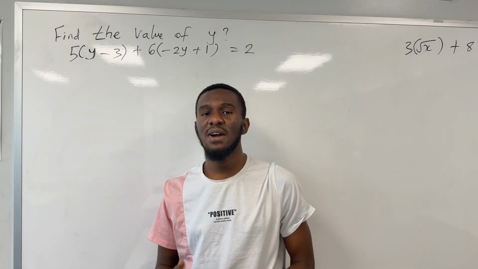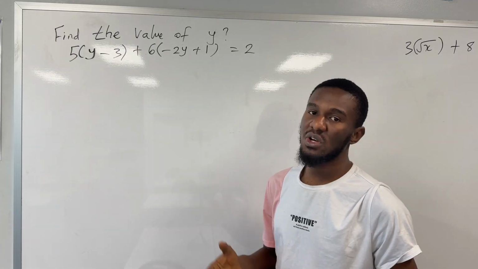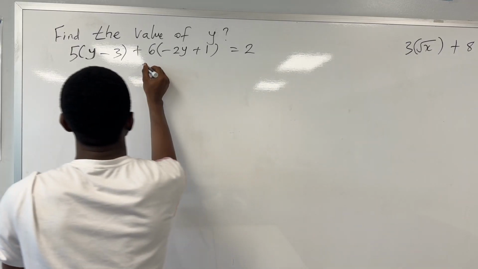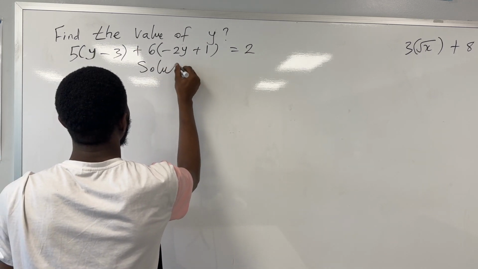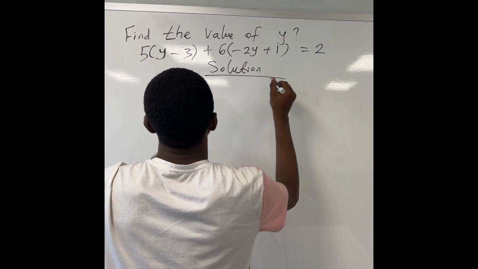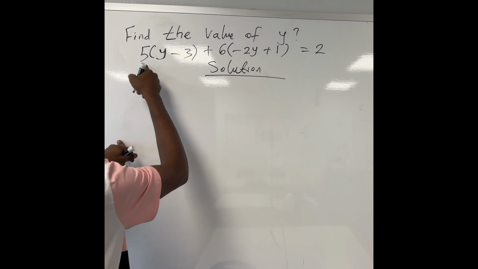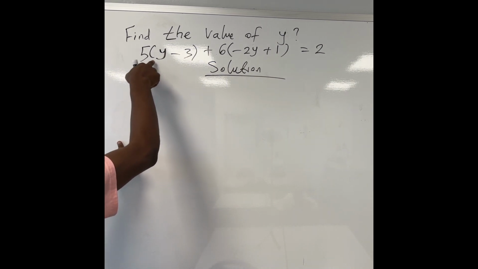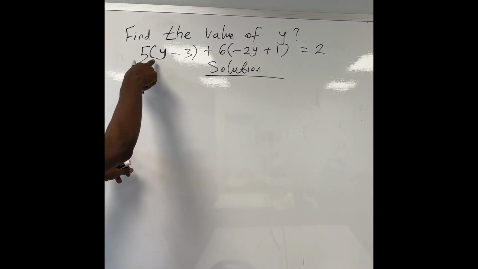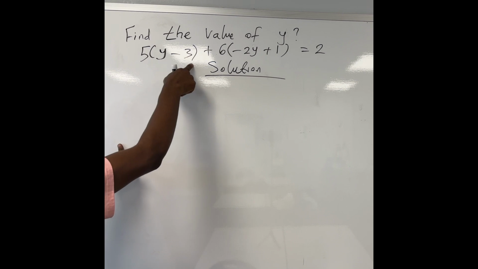Hello, so we want to find the value of y from this equation, right? Solution. Okay, so from here, you use this 5 to open up this bracket to distribute into y and 3.